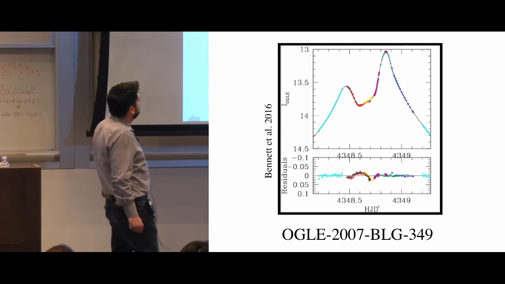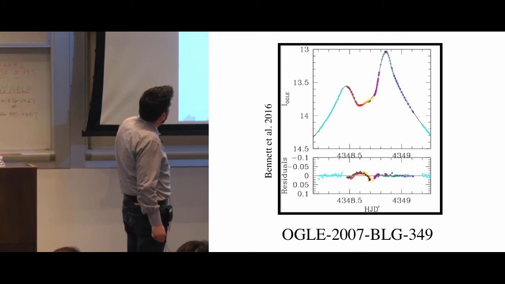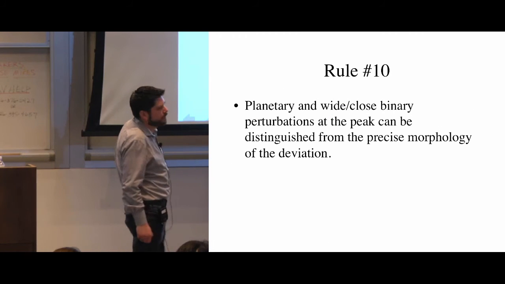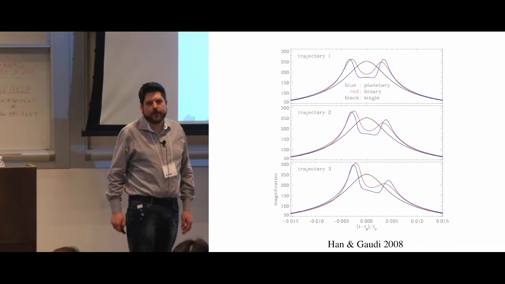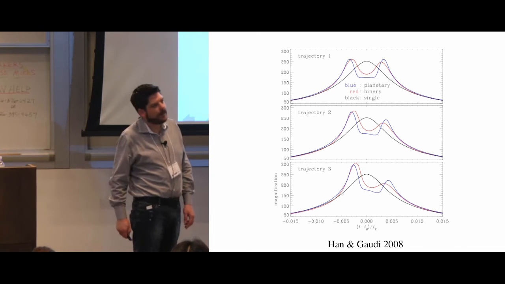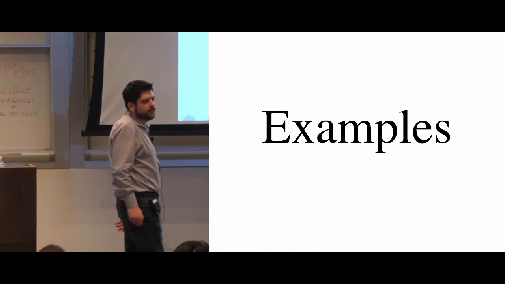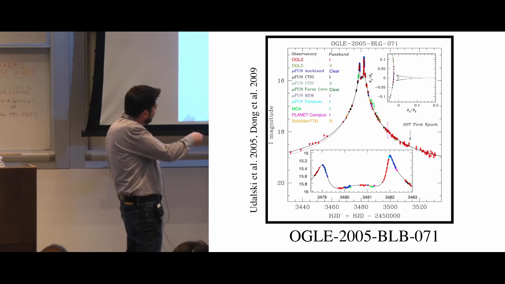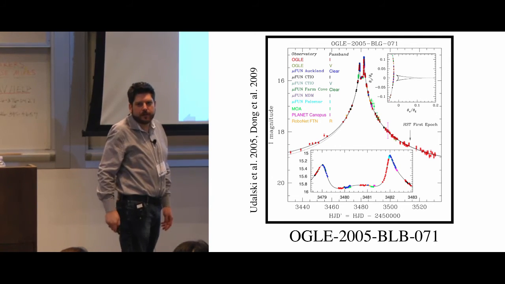All right, let's go back to our rules. Planetary and wide close perturbations at the peak can be distinguished from the precise profile of the deviation. So if you see this double horn profile, either it's a binary, close or wide, or it's a planet. Okay? So this in principle could have been a binary. Turns out that you can see right here this little extra bump that tells you that there's a caustic in the middle, a cusp in the middle, which means it's a planet.